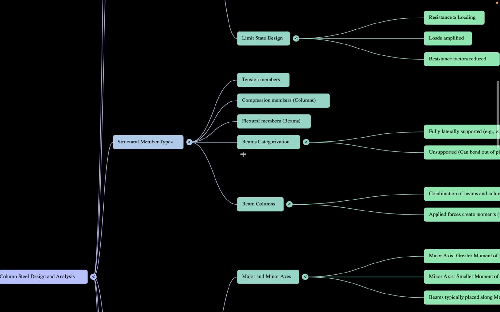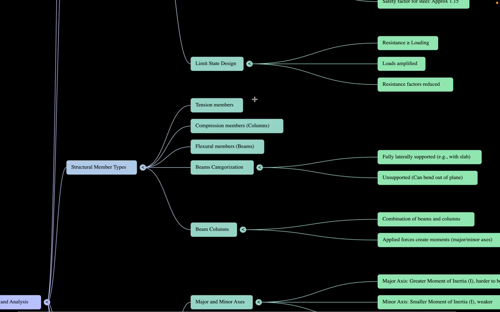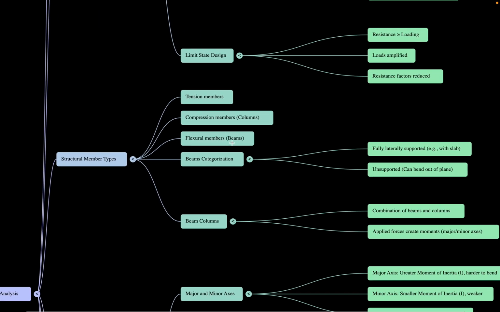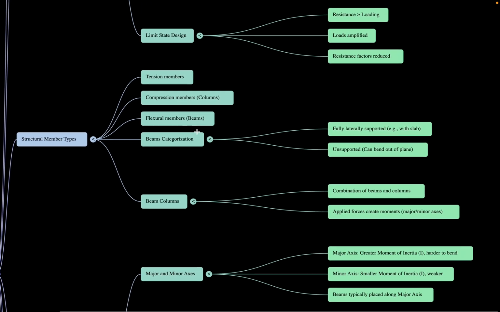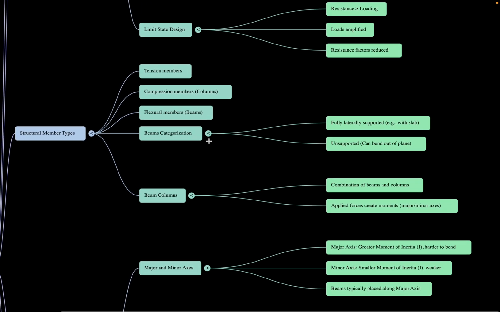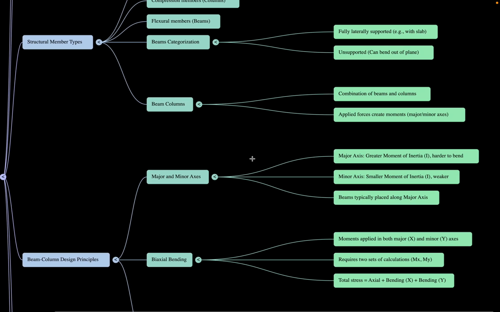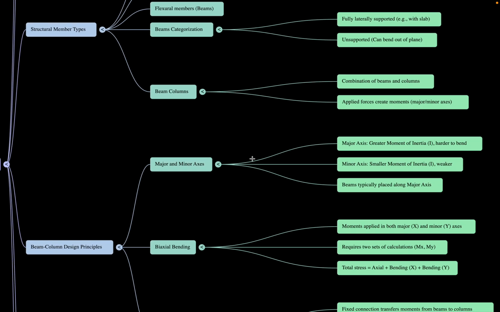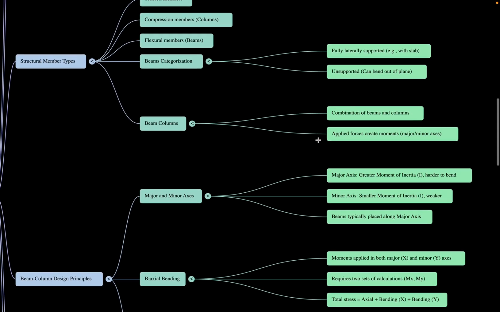I also spoke to you about the structural member types, which are tension members, compression members, and flexural members, which are sometimes called beams. On the beams, I told you there's a fully laterally supported beam and a laterally unsupported beam, which can also bend out of plane. We also went straight to the beam column, because that was the purpose of the day, where we discussed that the beam column is actually a combination of a beam and a column.